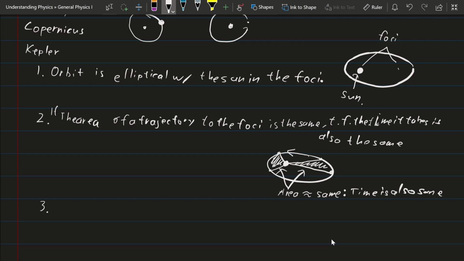Lastly, the square of the orbital period is proportional to the cube of the semi-major axis, which I will denote as A. So basically if you have this ellipse here, this long side here is called the semi-major axis. Technically it is twice the semi-major axis, and so this length will be the time cubed.